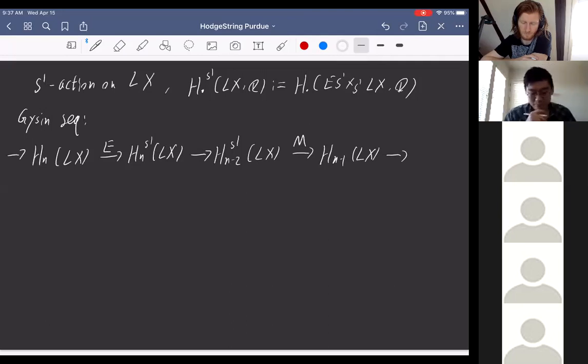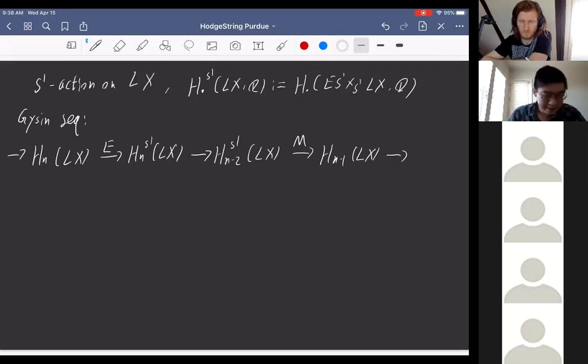As I mentioned, you can think of the E map as erasing the marked point, because the homotopy quotient is the same thing as forgetting the marked point, right? So E is erasing. But how about M? M is actually marking, right? Marking the marked point. Because on S1 you can mark any place, that's why you will increase the degree by 1.